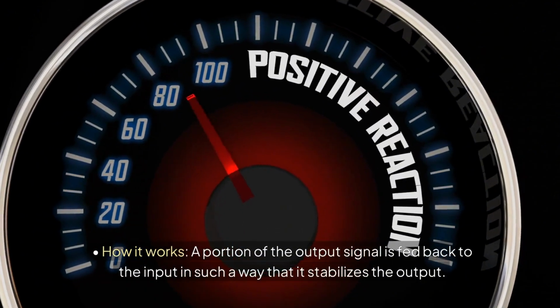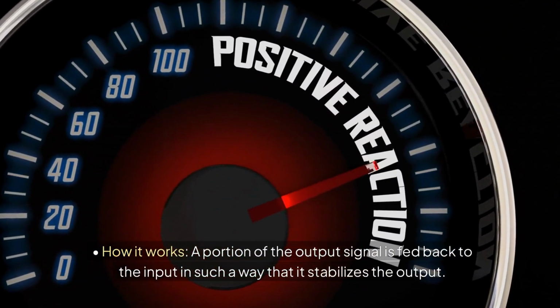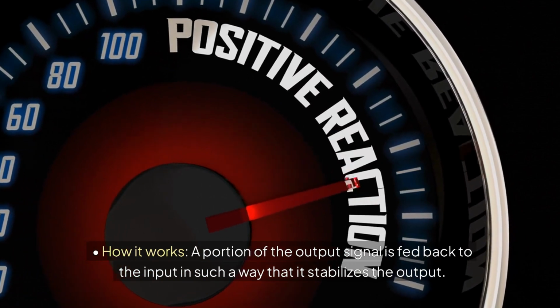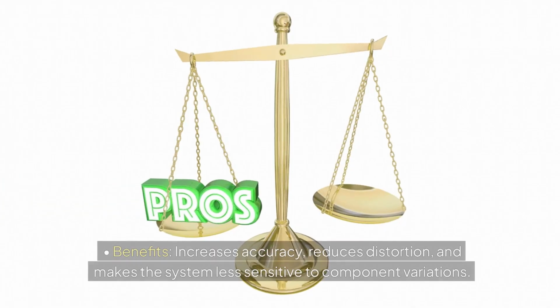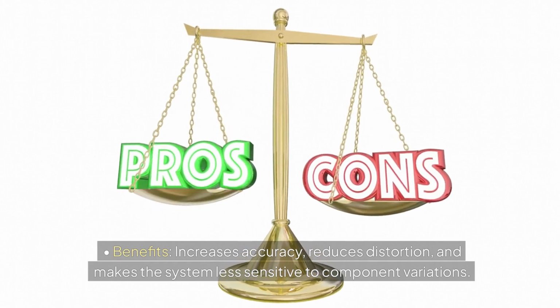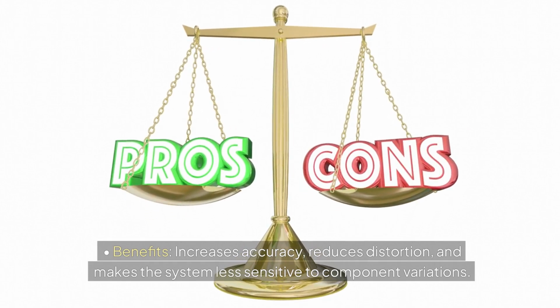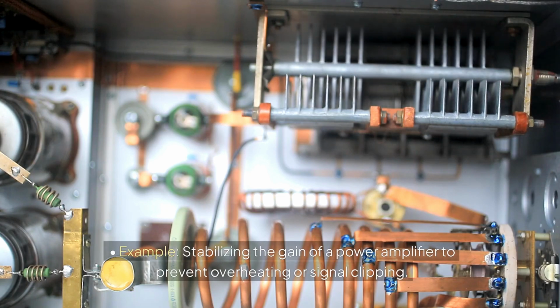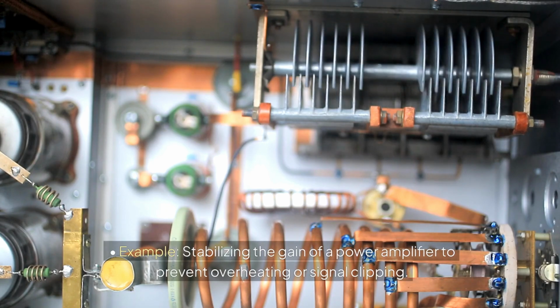How it works: a portion of the output signal is fed back to the input in such a way that it stabilizes the output. Benefits: increases accuracy, reduces distortion, and makes the system less sensitive to component variations. Example: stabilizing the gain of a power amplifier to prevent overheating or signal clipping.